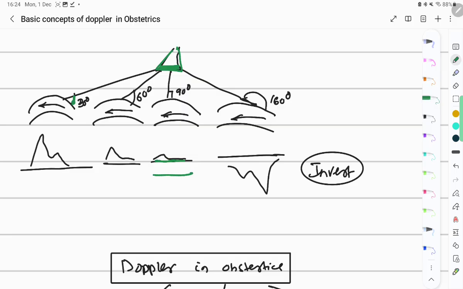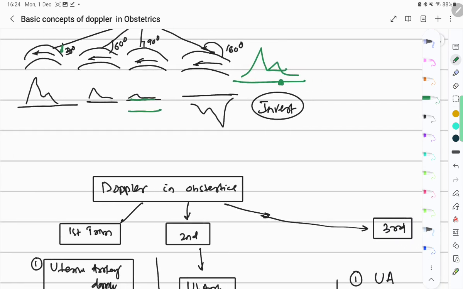And if it is in the opposite direction, I will get an inverted image. So there will be an invert button on the ultrasound monitor. You press that, and the image will be rectified and upright. Okay, so this is the basic concept of Doppler.